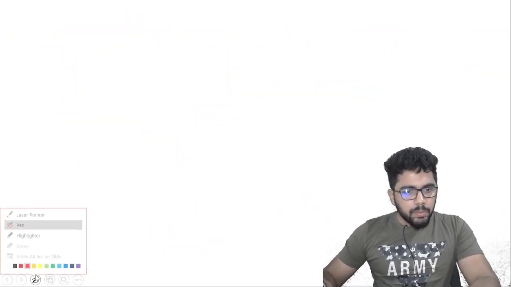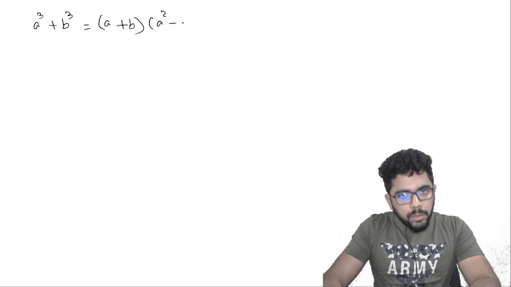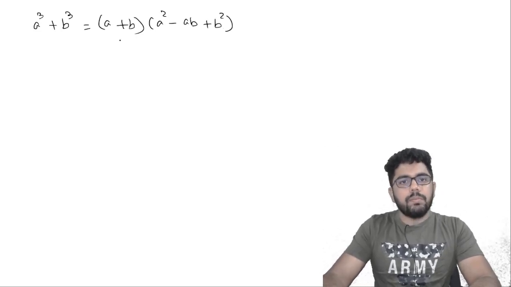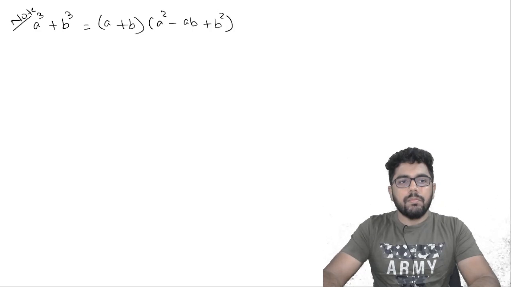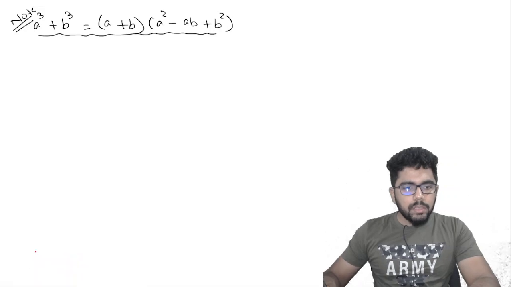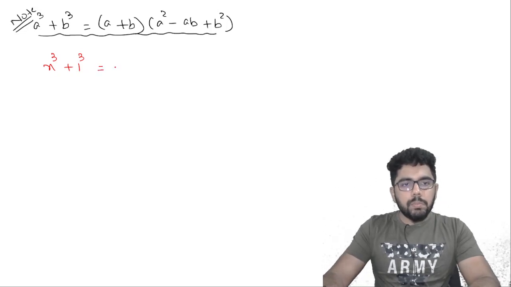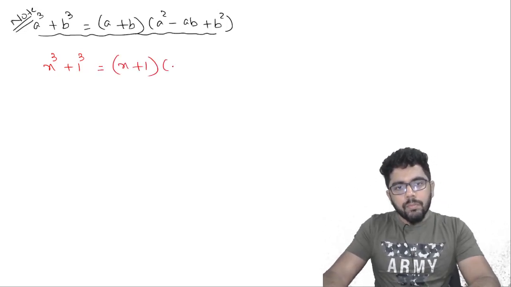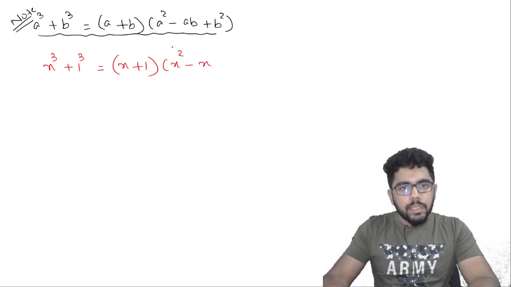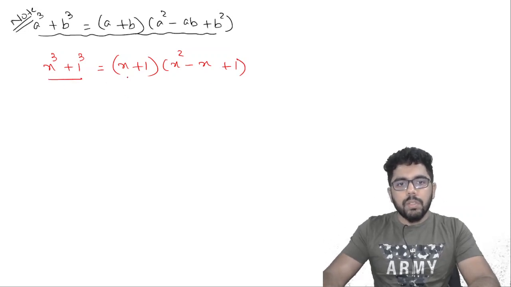Now think about it in this way. We have an identity, a cube plus b cube. I can write it in this way: a plus b whole into a square minus ab plus b square. Okay, this is the identity that we are going to use. So in this identity, if I am writing it in this way, x cube plus 1 cube, so it is like a cube plus b cube, so I can expand it as x plus 1 whole into x square minus x into 1, that is a into b, plus 1 square. So x cube plus 1 is x plus 1 into this thing.